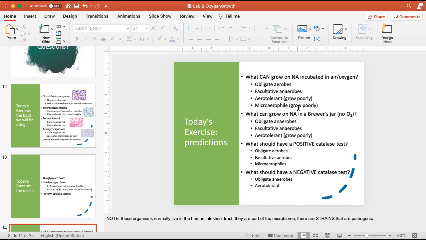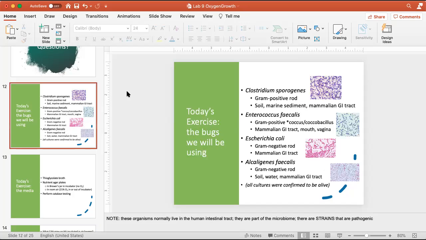So what can grow on nutrient agar plates? That's what the NA is. In a brewer's jar where there is no oxygen, well, the obligate anaerobe for sure can grow in there, but so can that facultative organism. Remember, we said it prefers oxygen, but it doesn't have to have it. So that's on the list. And we can put aerotolerants on the list as well, but they're going to grow poorly.